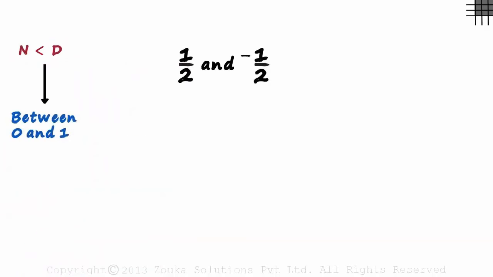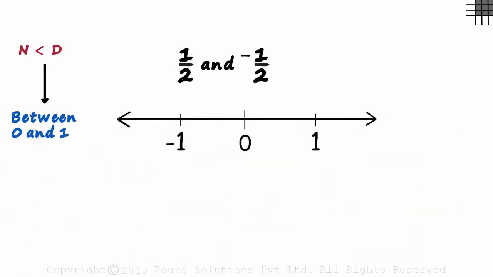So we draw the number line like this. The number 1 by 2 has to lie somewhere between 0 and 1. Now we divide the length between 0 and 1 into equal parts. How many equal parts is the question? The denominator tells us the number of equal parts.